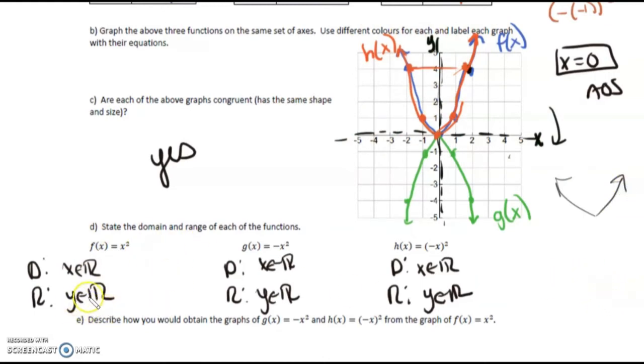Now, we know from parabolas that we need to consider where the vertex is. So for the blue parabola, our vertex is at 0, 0, and it opens up. Those two pieces of information are going to give us the optimal value, which is y. And since it opens up, y is greater than or equal to 0.